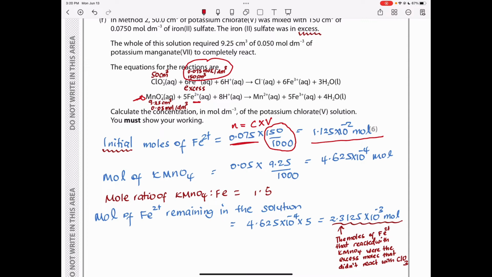So this is also going to be concentration times volume. The concentration is 0.05. The volume is 9.25. When we divide that by 1,000, we get the volume in decimeters cubed. Multiplying that and that, we get the number of moles, which is that. So these are the moles of manganate basically. However, we're going to use this with a mole ratio to find the number of moles of iron 2 that was remaining at the end of reaction 1.